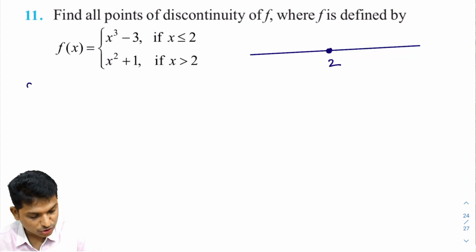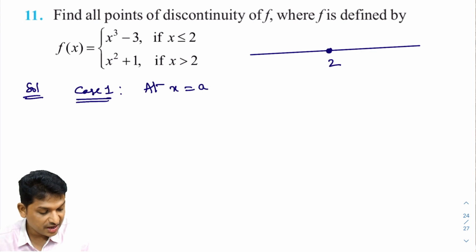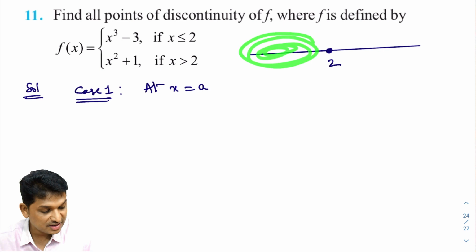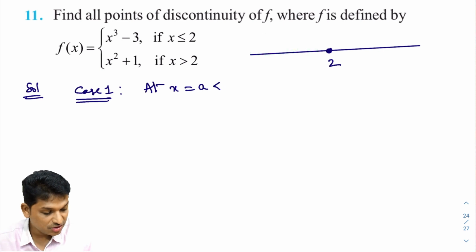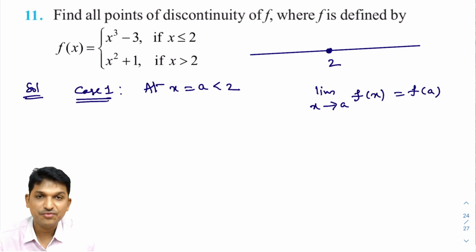Let's start. Solution. Case 1. What is case 1? At x equal to a, where a is in this zone, a is less than 2. When we say a function is continuous at x equal to a, same story. This is the hero of the story, the one and only formula we have: limit x approaches a, f of x equals f of a.